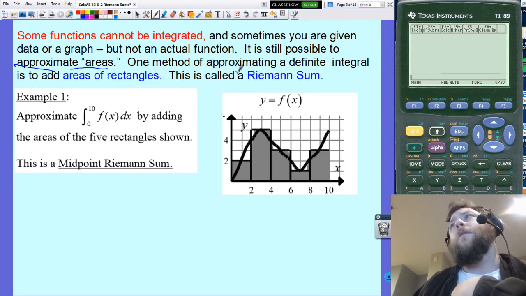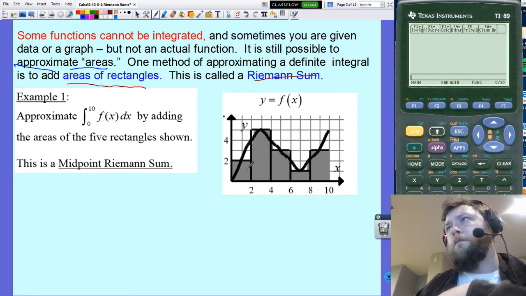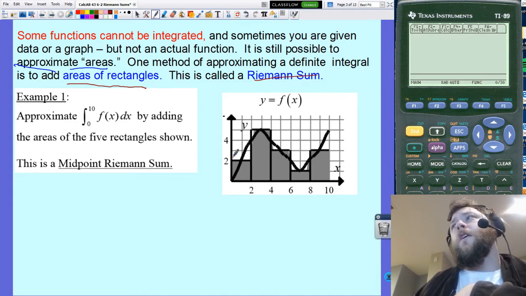One method of approximating is making the area a bunch of rectangles. That's a Riemann sum. Take this curve, which goes up, does some squiggliness, goes down, and goes up. We don't have an algebraic function to model this, but we know the data does this. Instead, I know it goes from 0 to 10, and I can approximate it by chopping it up into a bunch of rectangles. Here, every rectangle has a width of 2, and every rectangle is based off some height.